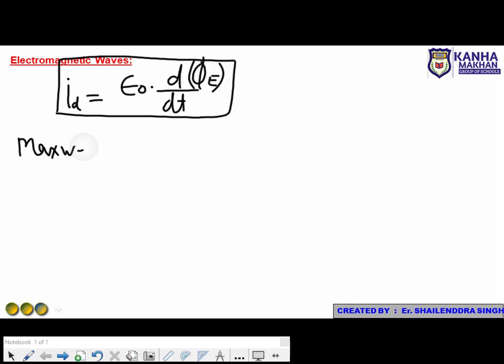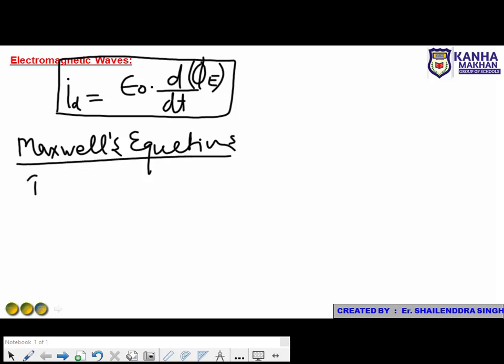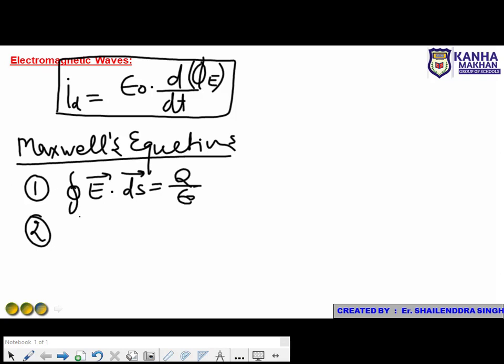Maxwell's equations. There are 4 equations of Maxwell. What is the first equation? It is Gauss's law in electrostatics, which tells you the cyclic integration of E dot dS (or dA) is equal to q upon epsilon naught. Number 2: the cyclic integration of the magnetic flux, B dot dS (or dA), is always equal to 0. This is the second Maxwell equation.